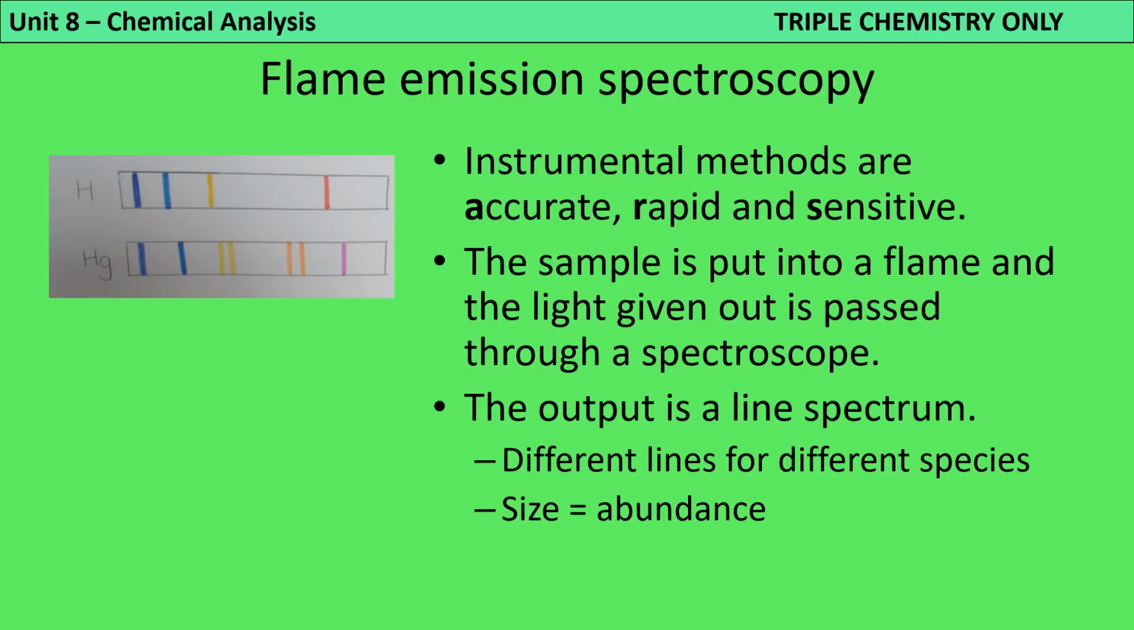So flame emission spectroscopy is quite a lot like a flame test, but using an instrument instead. And what we do is we put the sample into a flame, and the light that comes out is passed through a spectroscope. The output that you get is a line spectrum, and the different lines indicate different elements, and the size of the line gives you a clue as to how much of it is there.